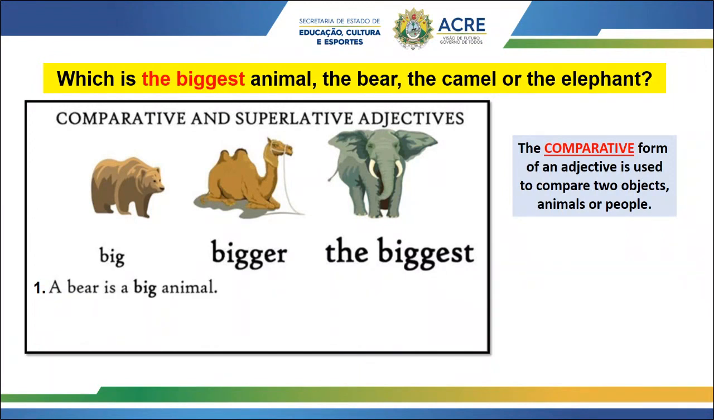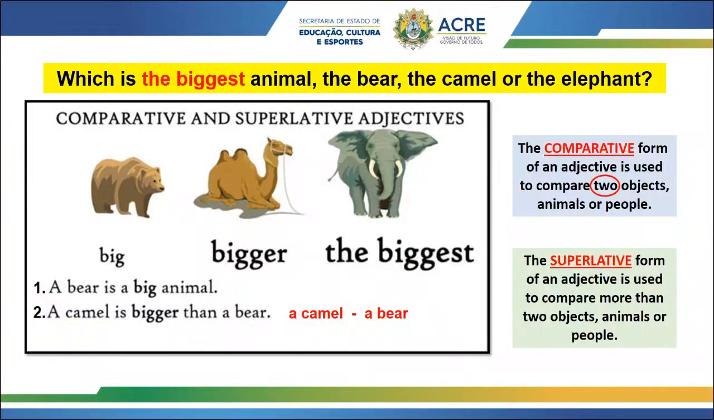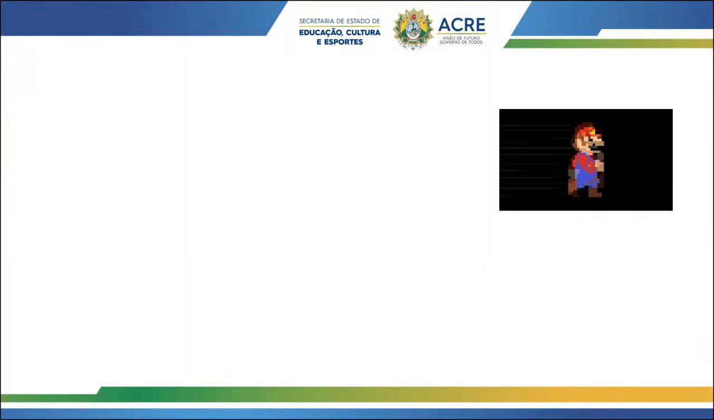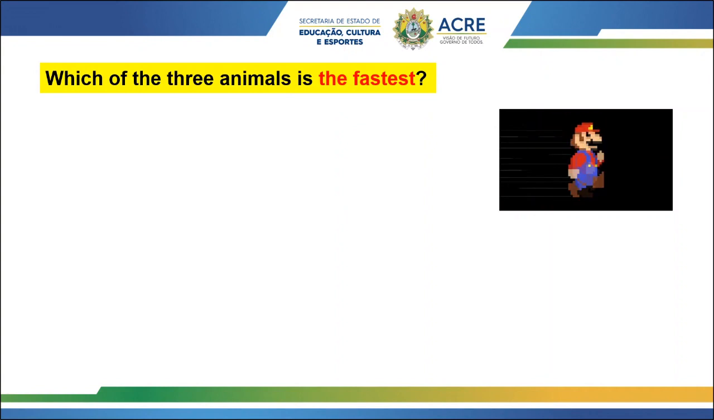Sentence number 2 is an example of comparative form. A camel is bigger than a bear. We are comparing two animals, a camel and a bear. The superlative form of an adjective is used to compare more than two objects, animals, or people. Sentence number 3 is an example of superlative form. An elephant is the biggest animal of all. We are comparing 3 animals: an elephant, a camel, and a bear.